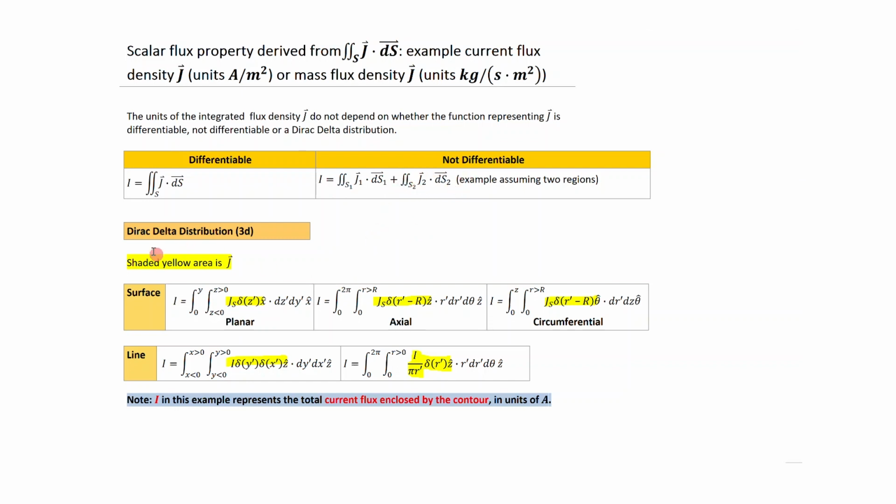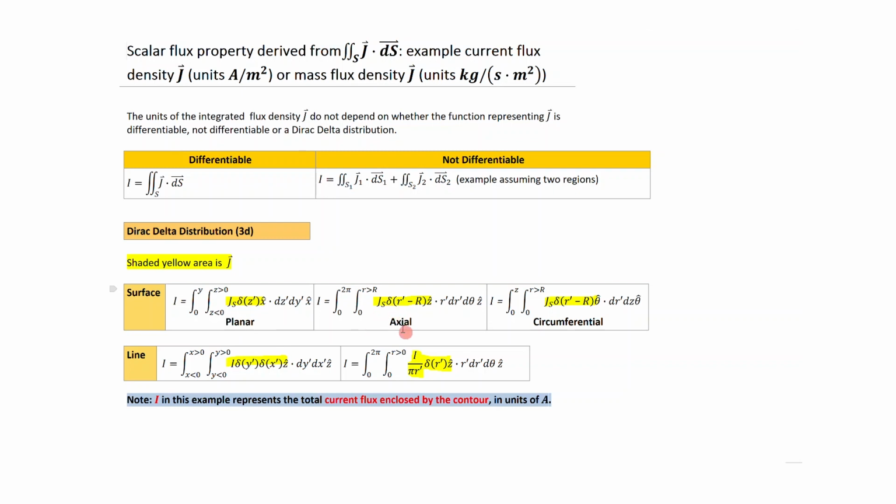If we're dealing with a Dirac distribution for a 3D object, then we have two options. We could have a surface current. We can also have a filament current or a line current. If we're dealing with a planar type of object, and the current flux density happens to be in the x hat direction, then this is the integration that would have to be performed. And you'll notice here we have z just slightly greater than 0 and z just slightly less than 0. Why is that? Because that way we can capture the delta function.